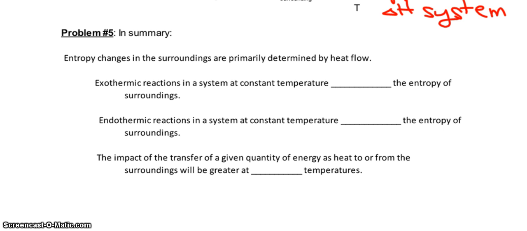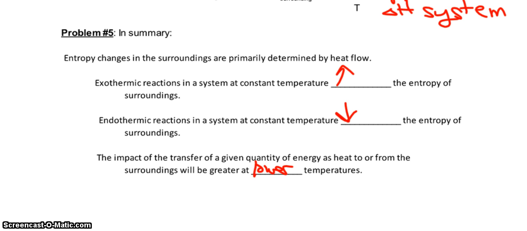So in summary, let's see what's going on here. Exothermic reactions in a system at constant temperature. Think heat going from the system to the surroundings. What's happening to the entropy of the surroundings? Hopefully you got it. It goes up. All right, what about this one? Endothermic, that's where the heat goes from the surroundings to the system. The surroundings get colder. So if they are colder, what happens to the entropy? They're going to move slower, and they're going to have less randomness. And so the impact of the transfer of a given quantity of energy as heat to or from the surroundings will be greater at lower temperatures.